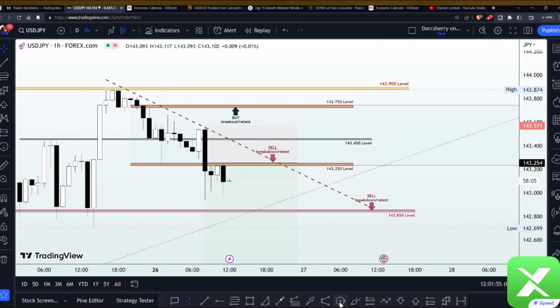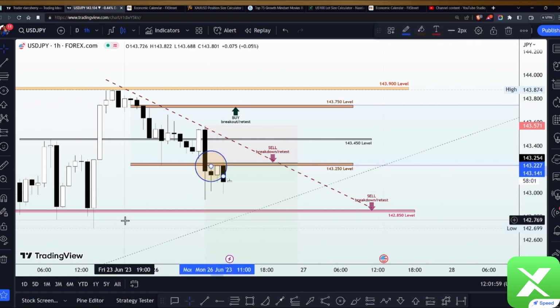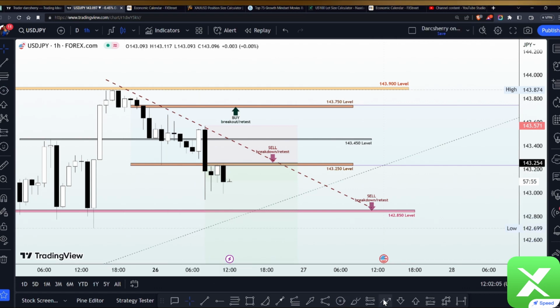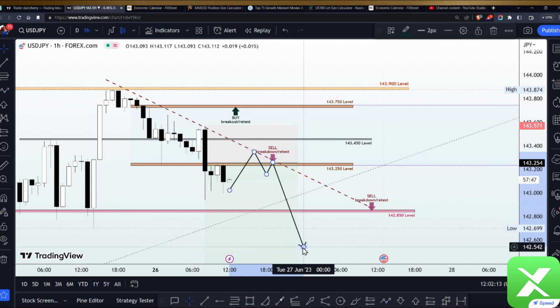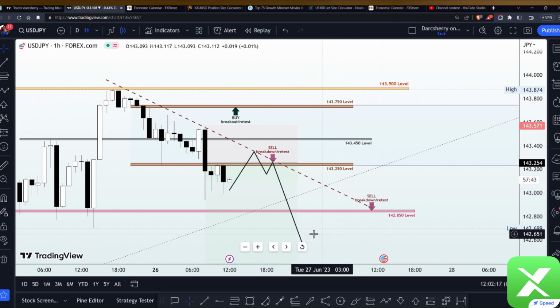Now, for those who missed out on this opportunity, that is the breakdown of the 143.250, we could still see some opportunities coming soon, as price action could come back to retest the trend line, where continued selling pressure below the structure will welcome more opportunities in this market. So let's not be worried. Let's keep calm and wait for new structures to mature.